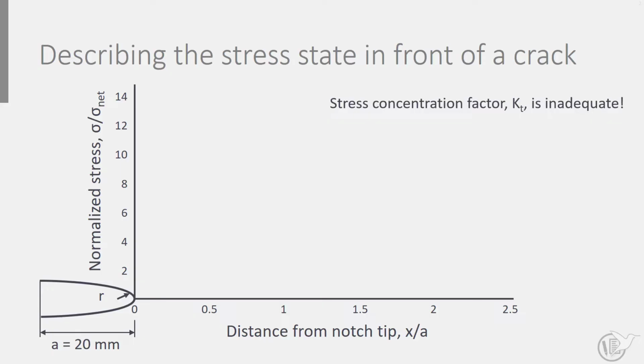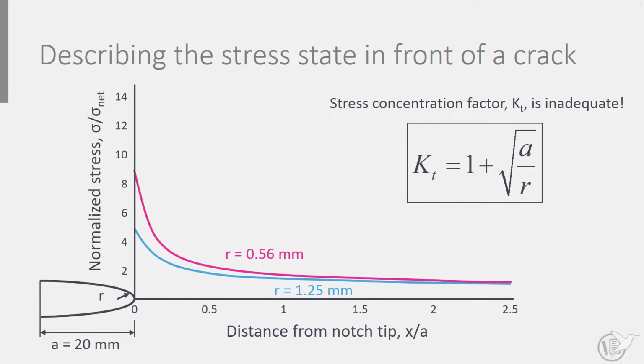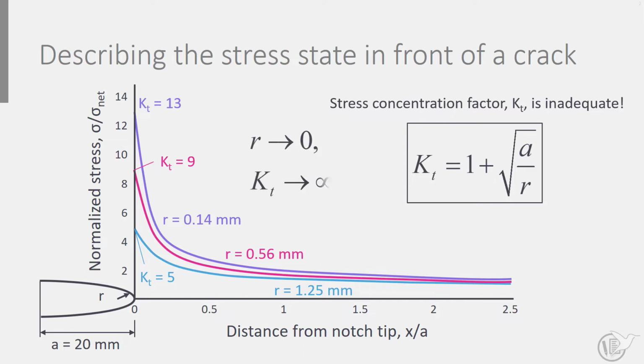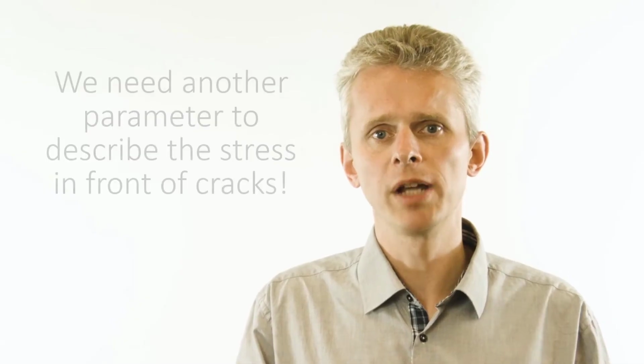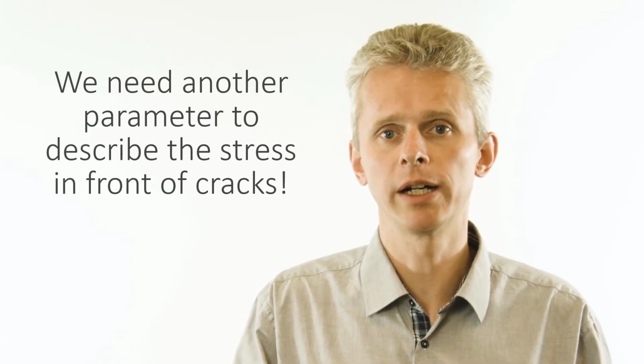To answer this question, the stress concentration factor Kt is inadequate. Recall that Kt was a function of the notch root radius. The smaller the radius, the higher Kt. With fatigue cracks, the crack tip is generally sharp, equivalent to a notch root radius of approximately 0. Hence, Kt becomes infinite, indifferent of the crack length. To be able to perform damage tolerance analyses, another parameter therefore is required.